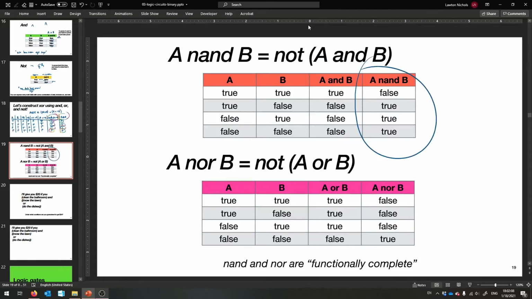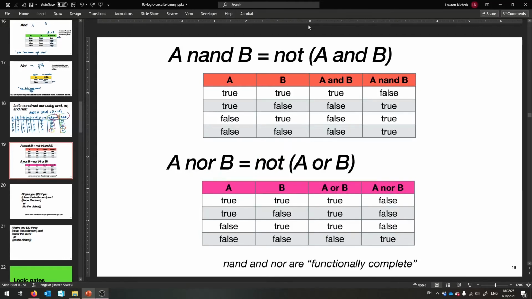You may have heard of the word NAND gate before if you are into technology. NOR is similar. It's "not (A or B)." So do A or B first, then negate it, we say. So that is NAND and NOR.